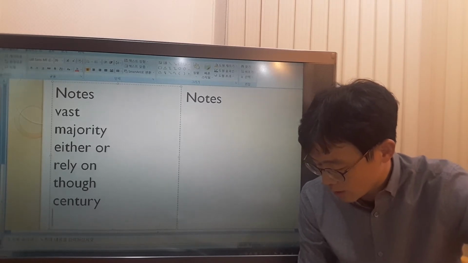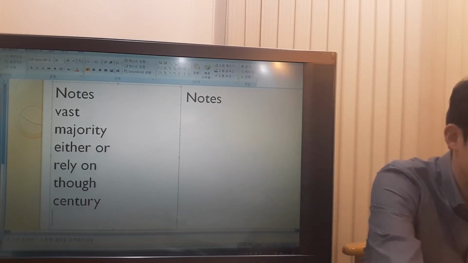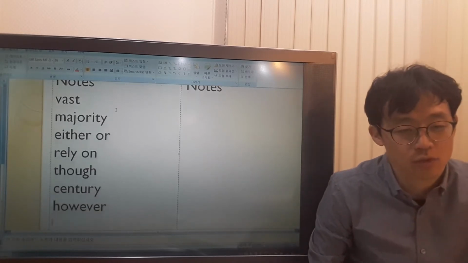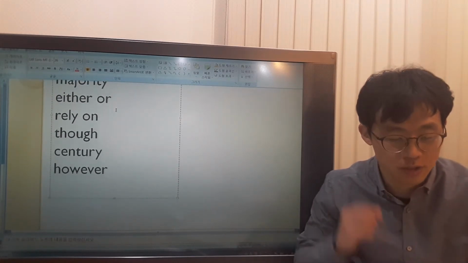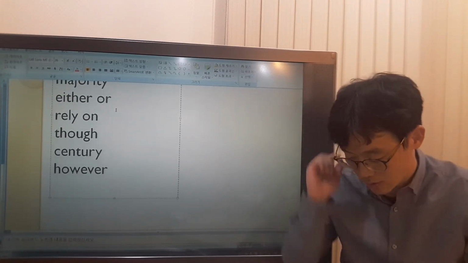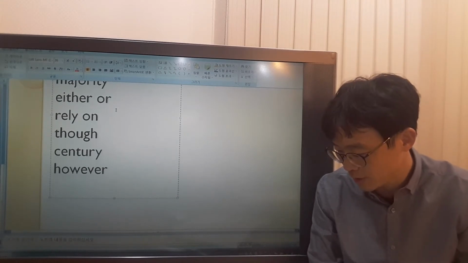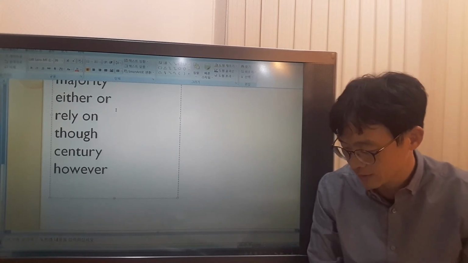Watercolors, however, are much, much older than oil paints. Watercolors, however, what does however mean? You use however when you want to talk about something that contrasts what you have just said. So, however, it's like but. But watercolors are much, much older than oil paints.